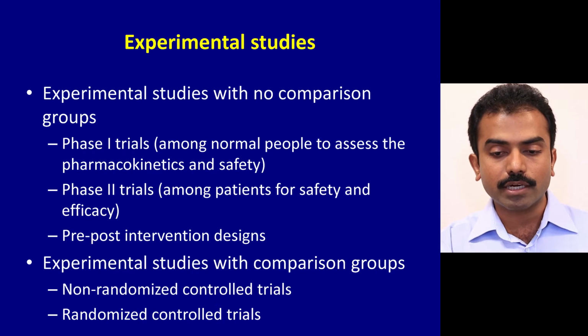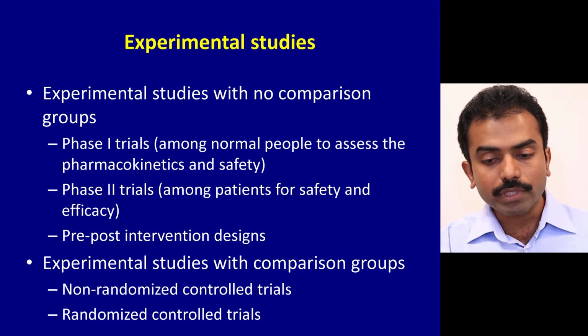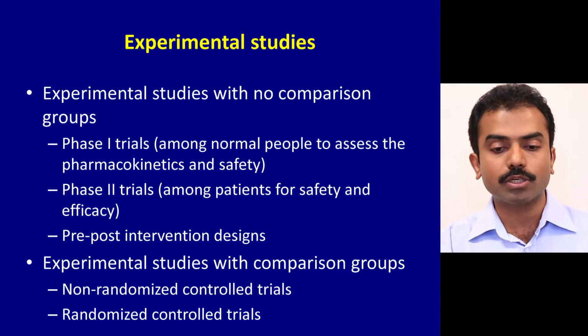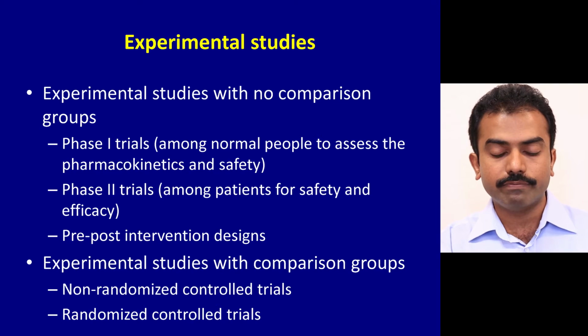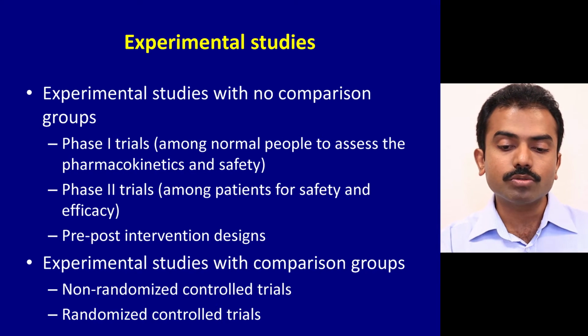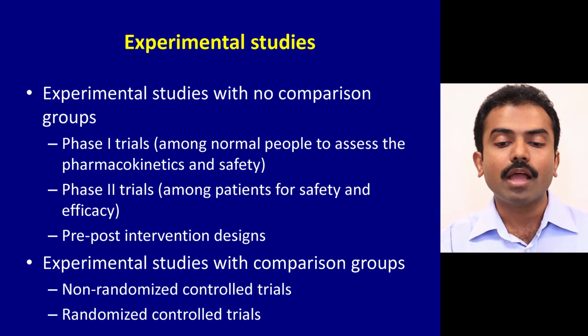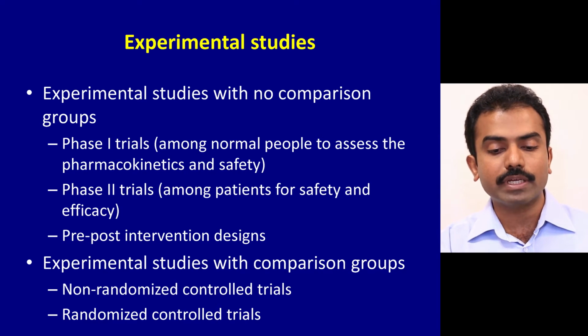Let's go to experimental study designs. As I told you, even in experimental study designs, you can have with comparison group, without comparison group. And the example that I gave earlier, without comparison group, are the phase 1 and the phase 2 trials. Phase 1 trials are essentially among normal volunteers when the purpose is to assess pharmacokinetics and safety of the drug that is being administered. In phase 2 trials, instead of normal volunteers, you take patients for whom this drug is designed, and then again you are looking for safety data, pharmacokinetics, and efficacy data.